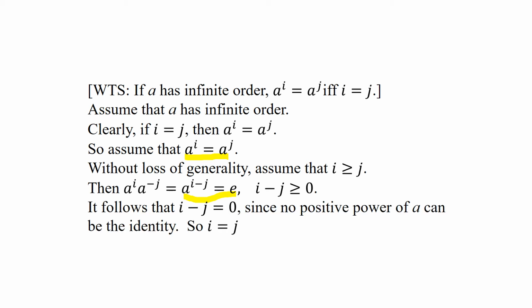Well, I had assumed that a had infinite order, and now I have an exponent that gives me the identity. No positive exponent works, therefore i minus j must equal 0. That, of course, translates to the conclusion that i is equal to j. So if a to the i is equal to a to the j and a has infinite order, i must equal j.